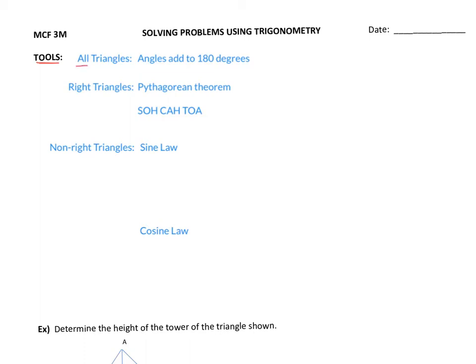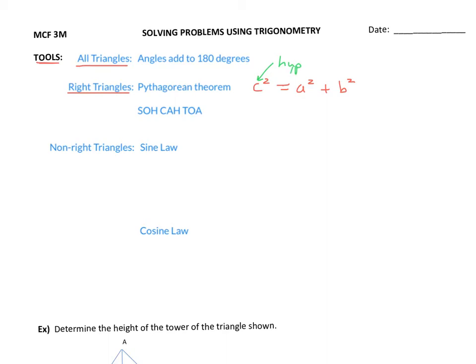Regardless of what type of triangle you have, you know that the angles have to add up to 180 degrees, and that's useful regardless of whether it's right-angled or not. If you have a right angle triangle, then you can use the Pythagorean theorem, where your hypotenuse squared is equal to the sum of the squares of the lengths of the other two sides. So that is just c squared equals a squared plus b squared, where of course c is your hypotenuse. It has to be the longest side.